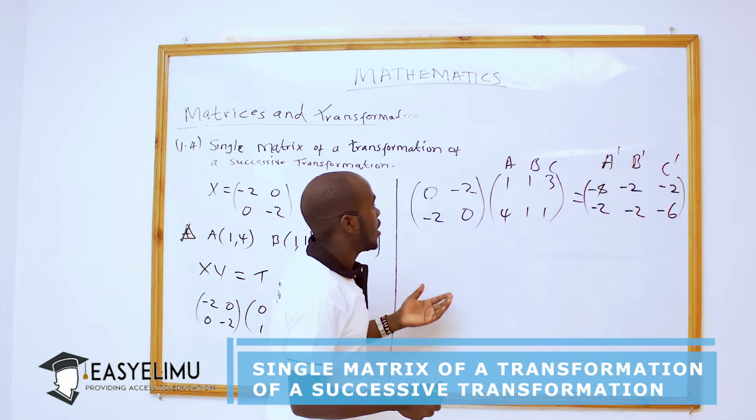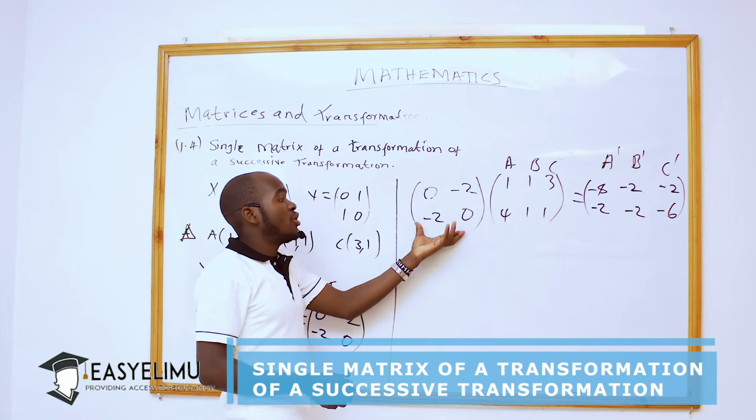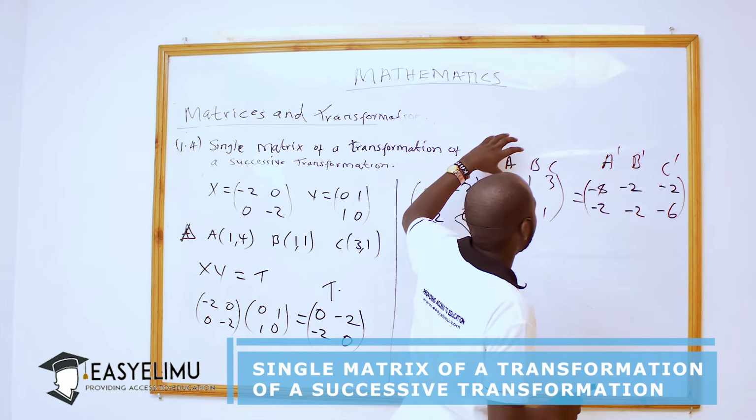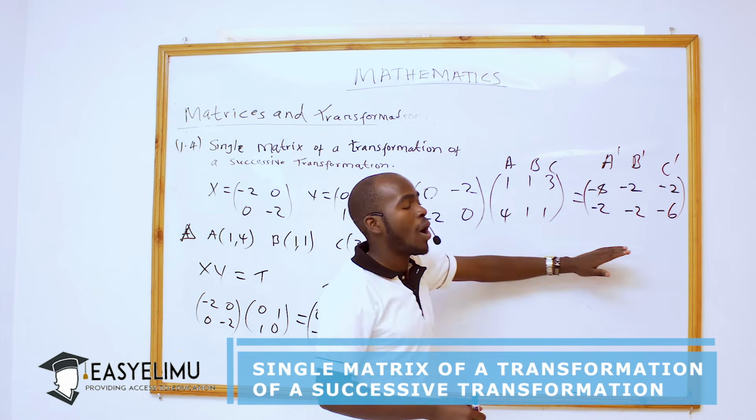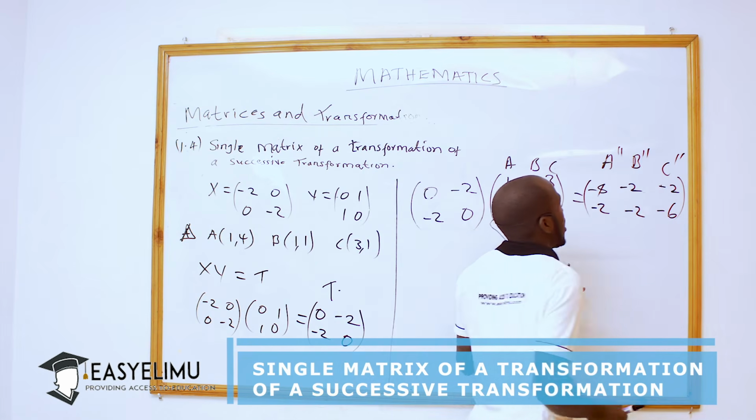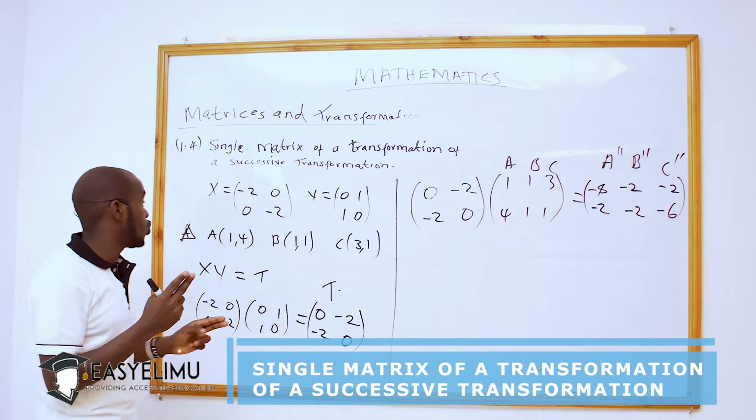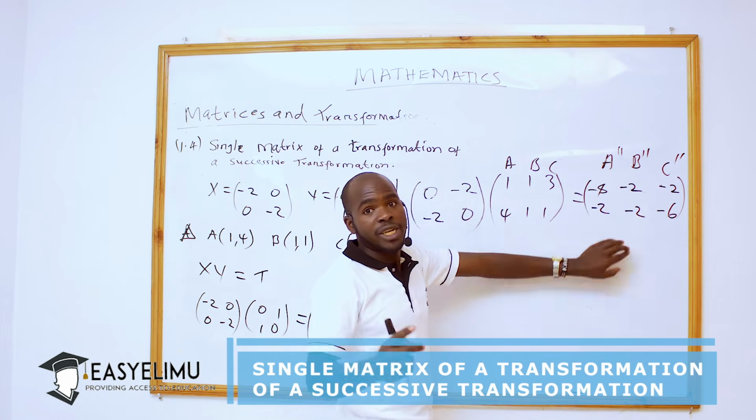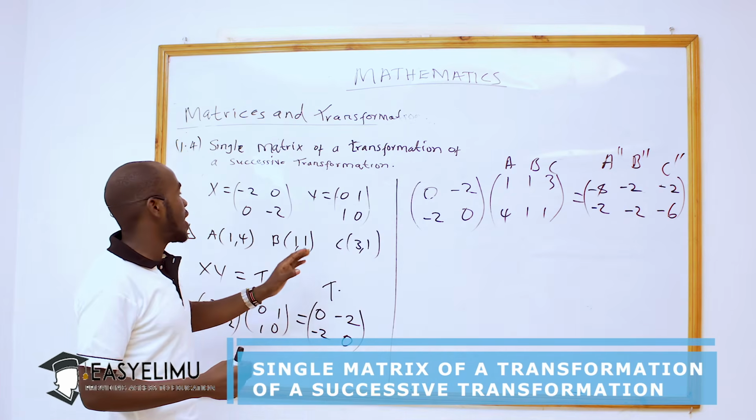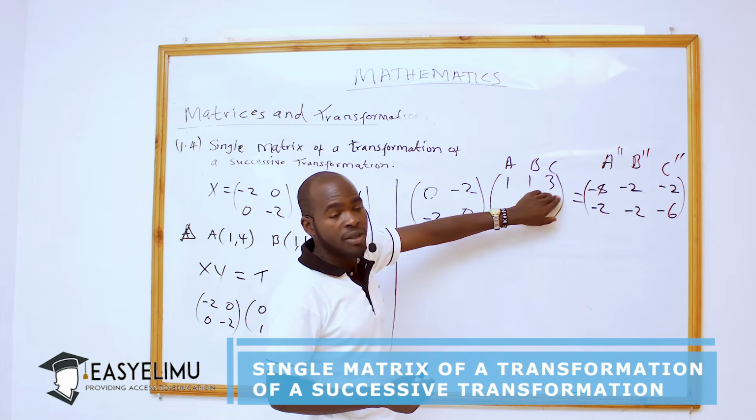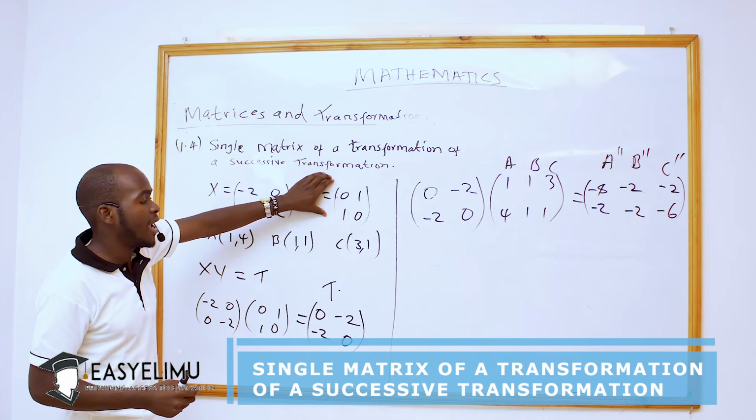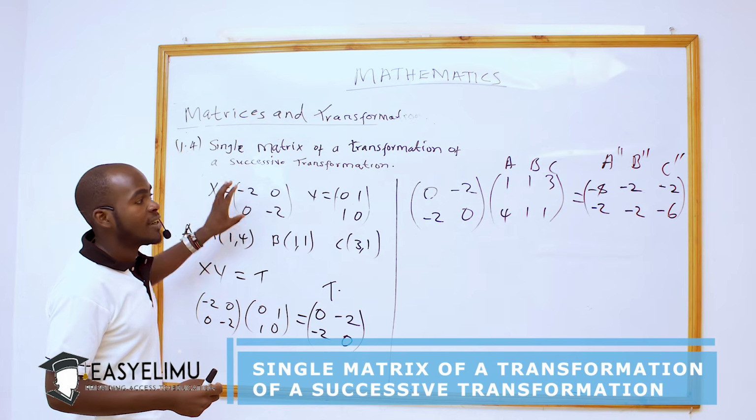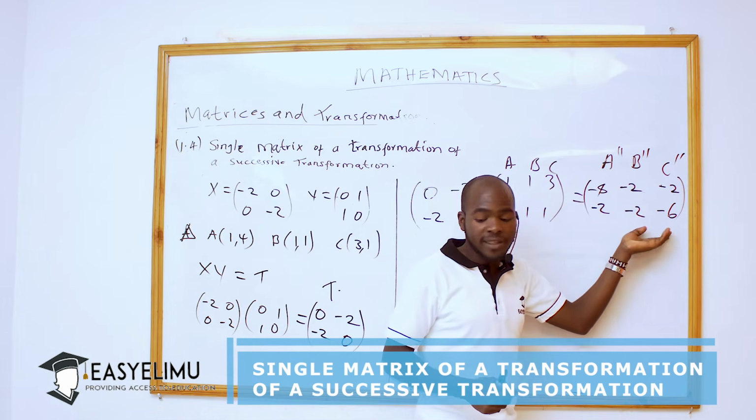And we have found that this transformation, which is a single matrix, transformed this triangle ABC from this coordinate to an image. Let's say this is double prime because it has passed through two successive transformations, that is X and Y. Now, as your homework or test, transform this triangle ABC through the first transformation Y, then do a succeeding transformation X and see if you shall get the same result.